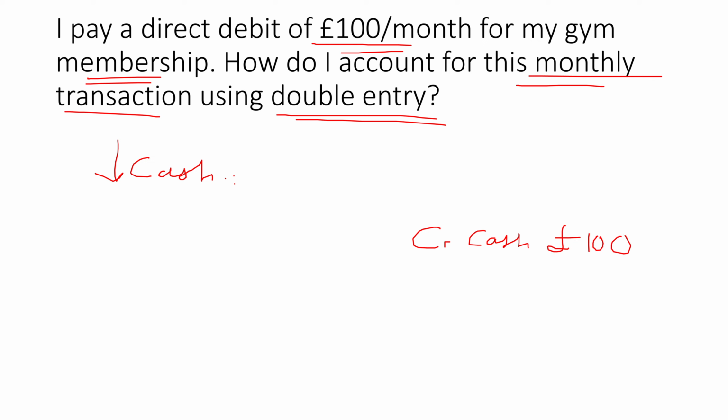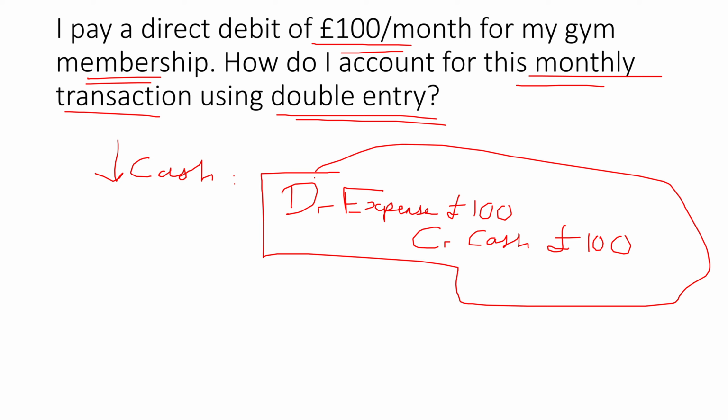Now, what sort of thing is a gym membership? It's an expense, isn't it? Debit expense £100. Okay, so we do debit expense £100 and then that's us done. And by the way, this topic only covers expenses. We're not dealing with assets at all.